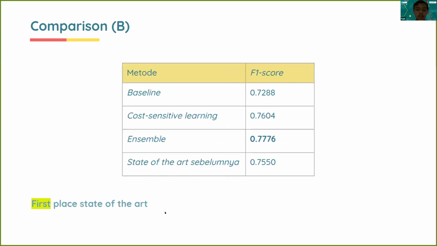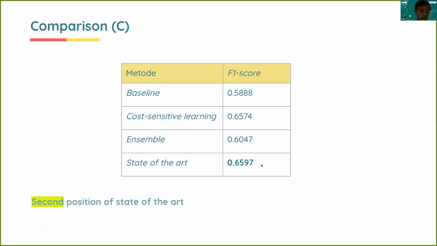And in subtask B, the ensemble and the consecutive learning is good enough with this result. We get the first place, within the current state of the art of 0.755. And in subtask C, the use of cost-sensitive learning is best for the subtask, but the use of ensemble is decreasing the performance, because after inspecting our composite model for the ensemble, the best model for the cost-sensitive learning configuration isn't included in the ensemble.